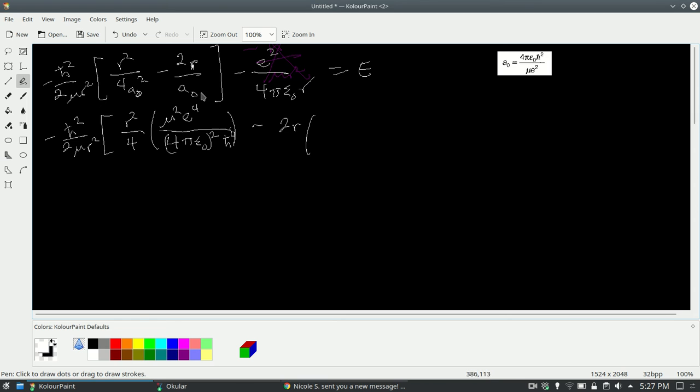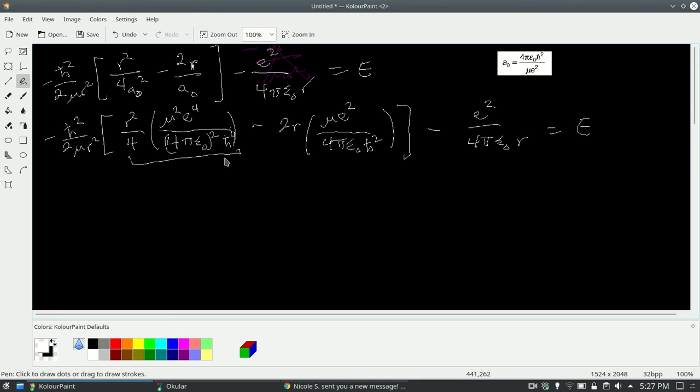2r. Now, a naught on the bottom is this upside down. So that's going to be mu e squared over 4 pi epsilon naught h bar squared. Okay, minus e squared over 4 pi epsilon naught r. All right. Now let's see what we could see here. Obviously, this is the guy that I want to be true. All right. So let me see if I can make this guy somehow go away.